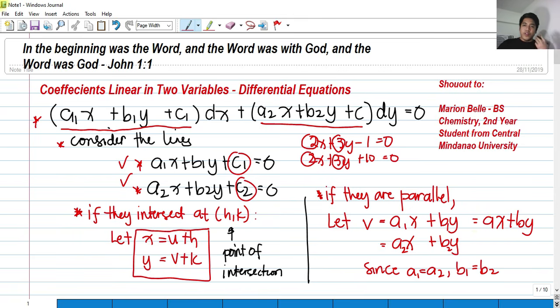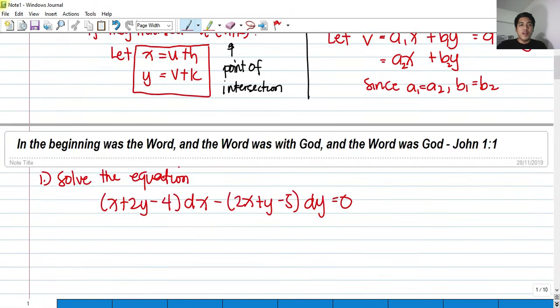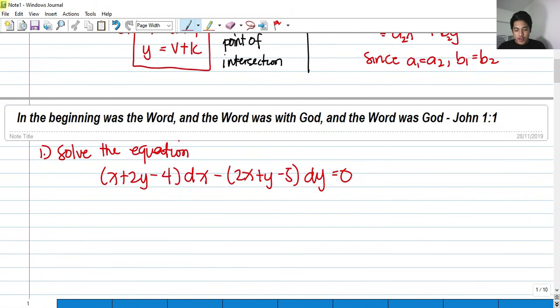Let's get started. For this video, I'm going to show you two examples only because it has a long solution. For number one, let's solve the equation (x plus 2y minus 4) dx minus (2x plus y minus 5) dy is equal to 0.